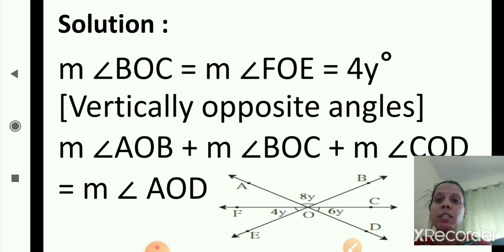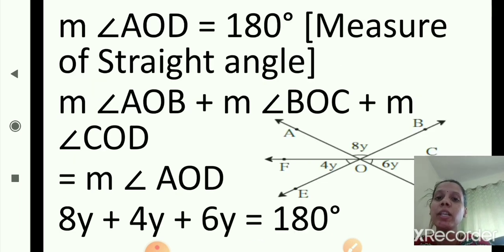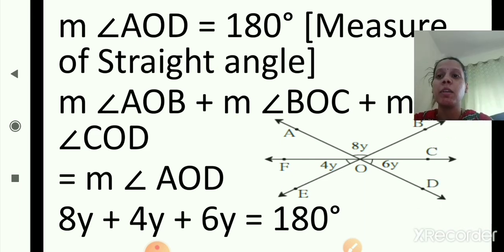Now the next step is, as you can see here, measure of angle AOD is equal to 180 degree. Yes, because measure of a straight angle is 180 degree. So measure of angle AOD is 180 degree. Now again I have written this step here.